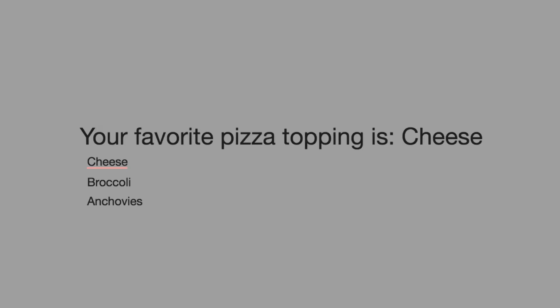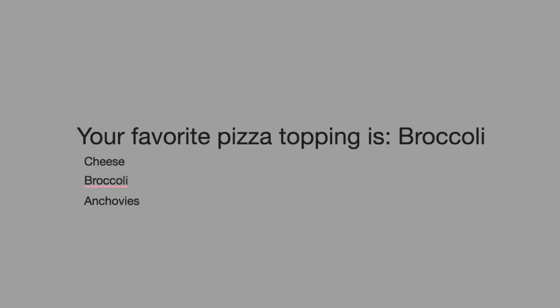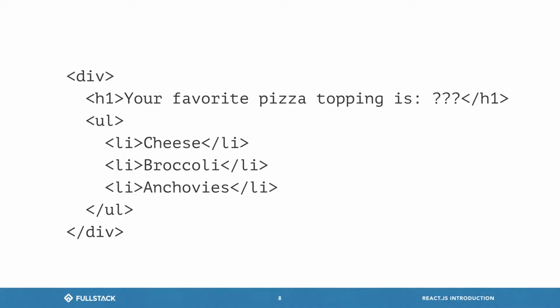So we have this little application. It is just a small, tiny site where you click on one of these, I don't know, whatever they are, ingredients, foods, toppings, and it changes your favorite pizza topping to whatever it is that you clicked. Pretty small, tiny app. Here's what our JSX might look like, or here's what our HTML might look like. This is what we want the end product to be.